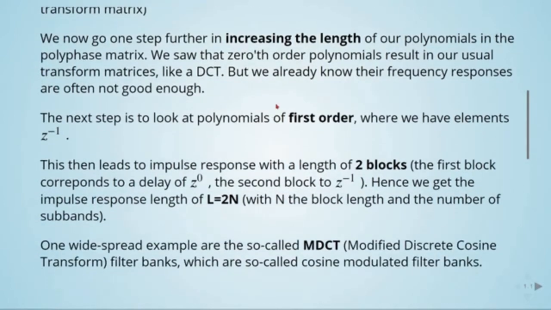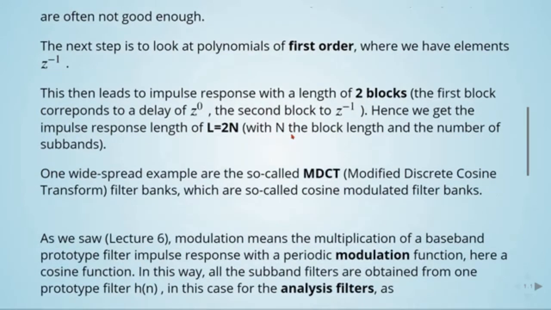The next step is to look at polynomials of first order, where we have elements of z to the power of minus 1. Then, this leads to an impulse response with a length of two blocks. The first block corresponds to a delay of z to the power of 0, and the second block to z to the power of minus 1. Hence, we get the impulse response length of L equals 2N, with N the block length and the number of subbands. One widespread example is the so-called MDCT, the modified discrete cosine transform filter banks, which are so-called cosine modulated filter banks.